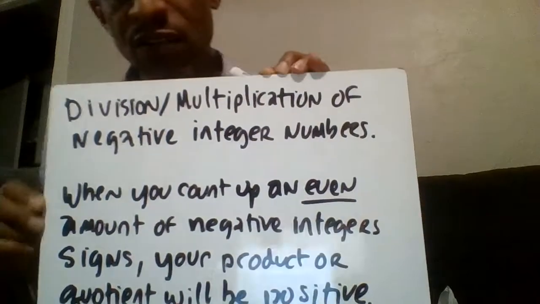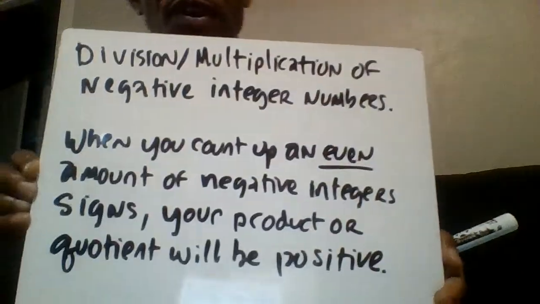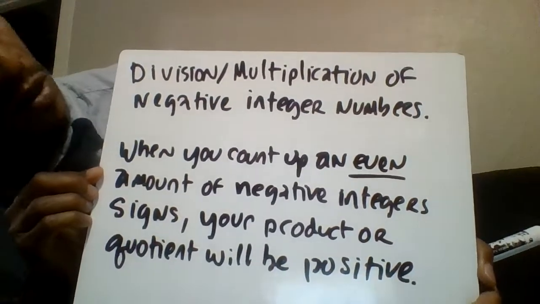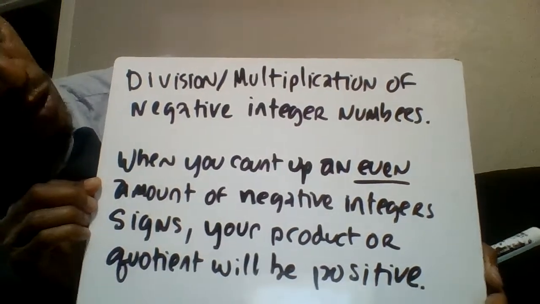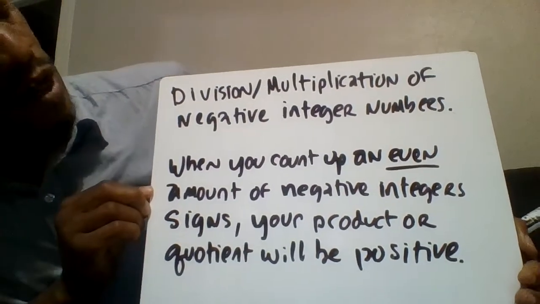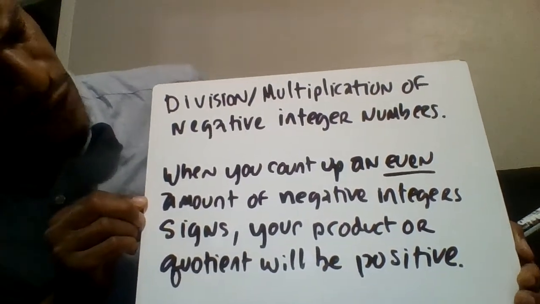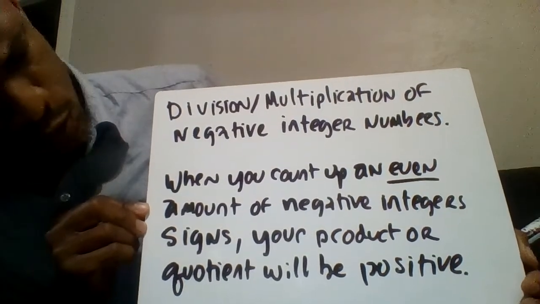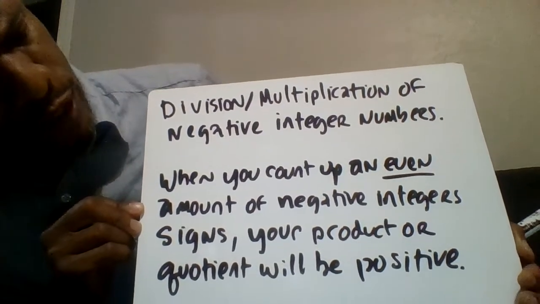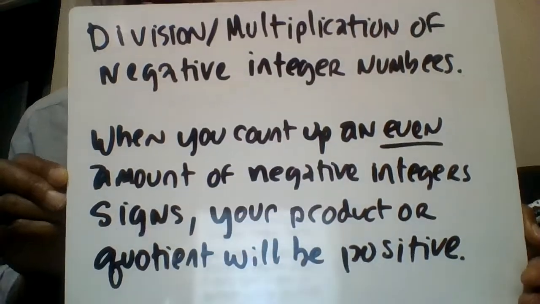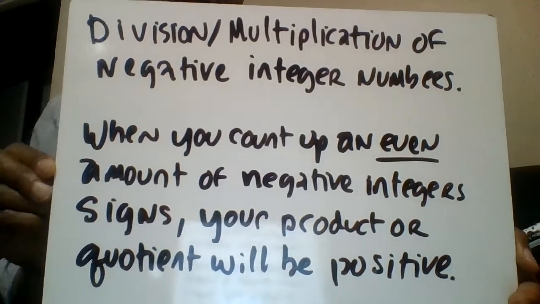If you have an even amount of negatives, well, let's just read it. It says division, multiplication of negative integer numbers. When you count up an even amount of negative integer signs, your product or quotient will be positive. Look at that, please, if you need to. Let me erase this. Now let's talk a little bit about what that means.